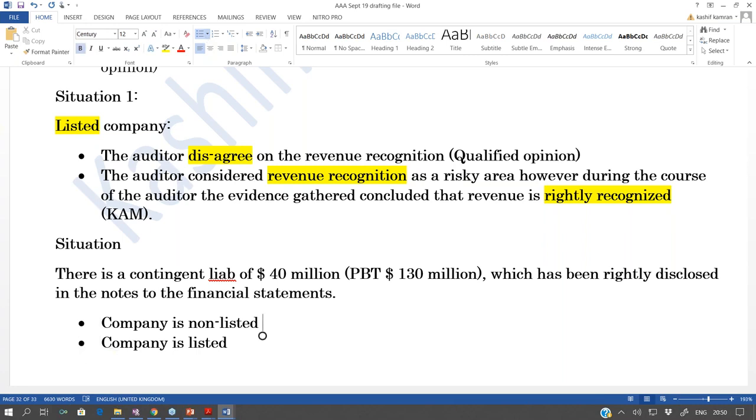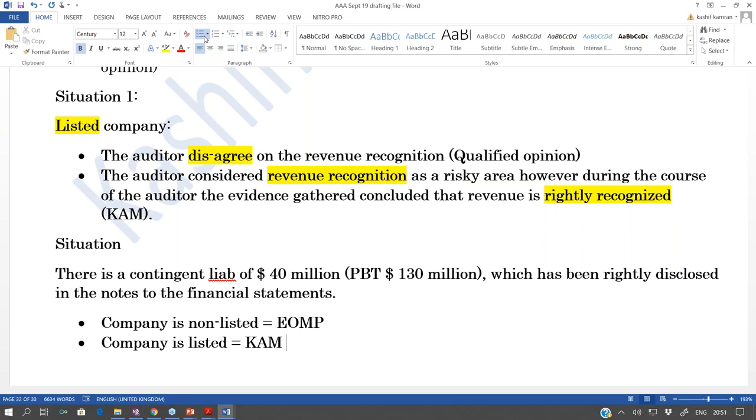The company is non-listed, right? So we'll give an emphasis of matter paragraph. And in this case, the company is listed, we'll give a CAM.